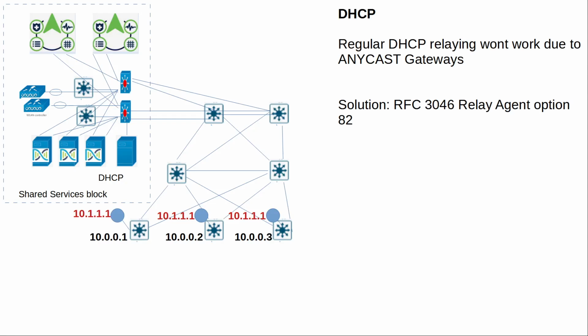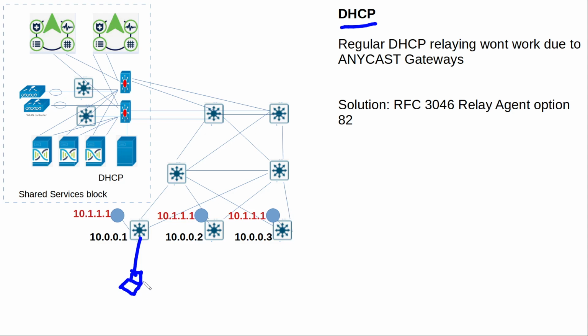Let's talk a bit about how DHCP behaves with the fabric. We are going to notice that if we relay DHCP requests to the DHCP server, as we usually do with traditional networks, we are going to face an issue. So let's examine what will happen if we plugged in a device using regular DHCP relaying messages.